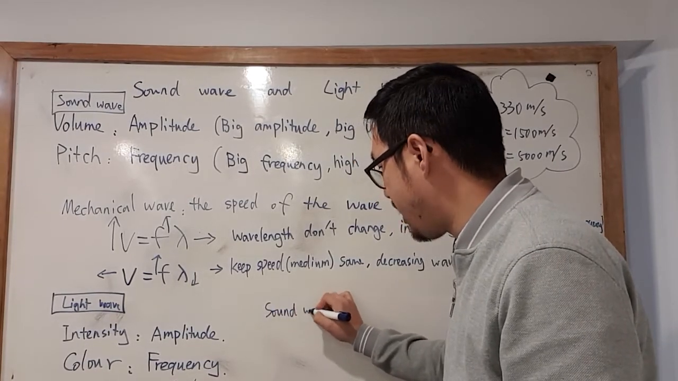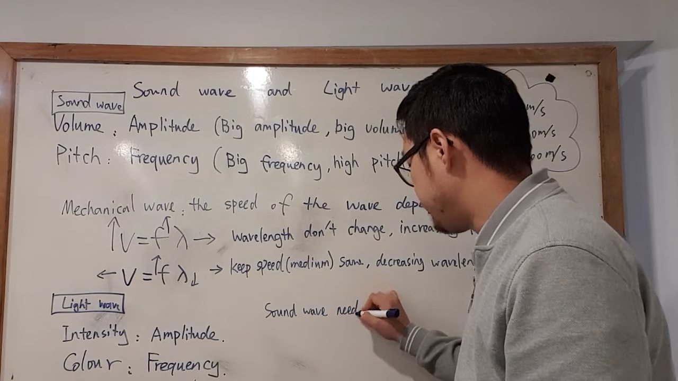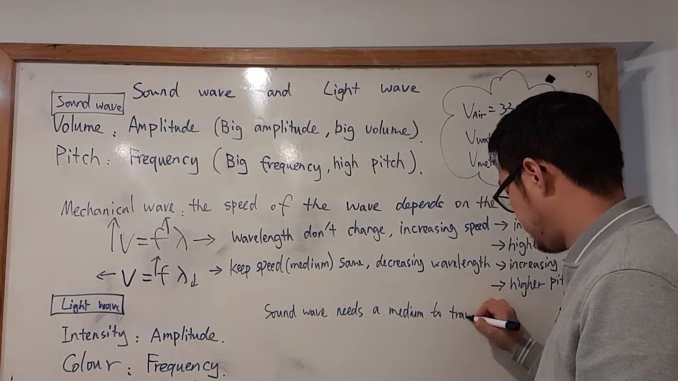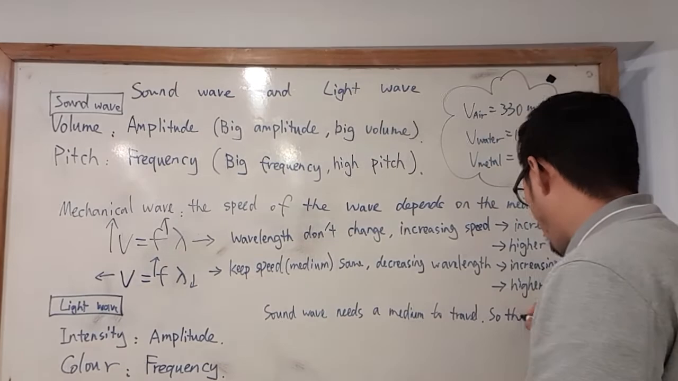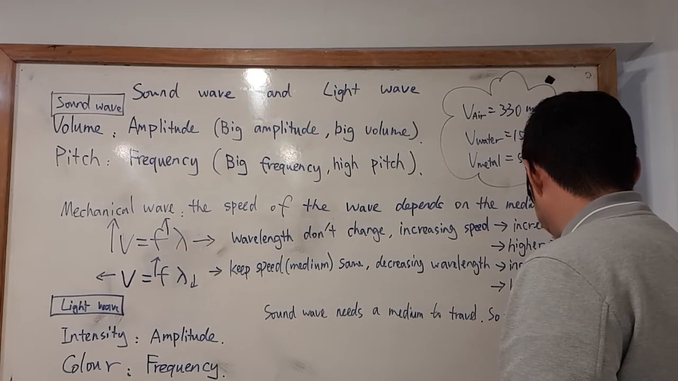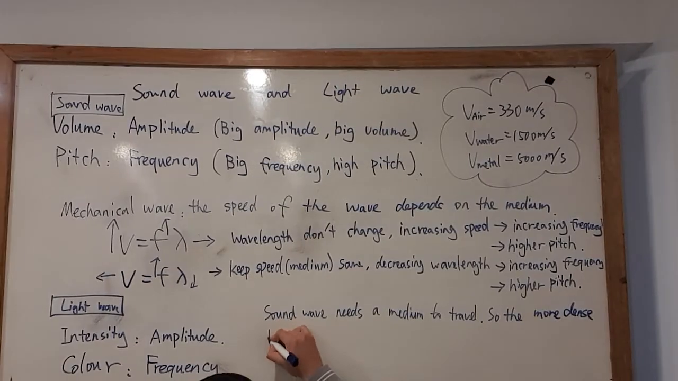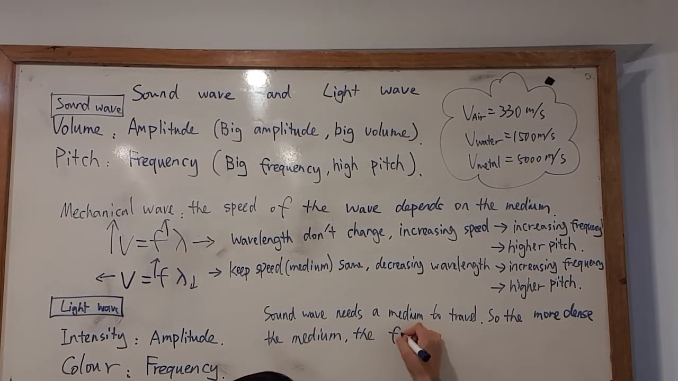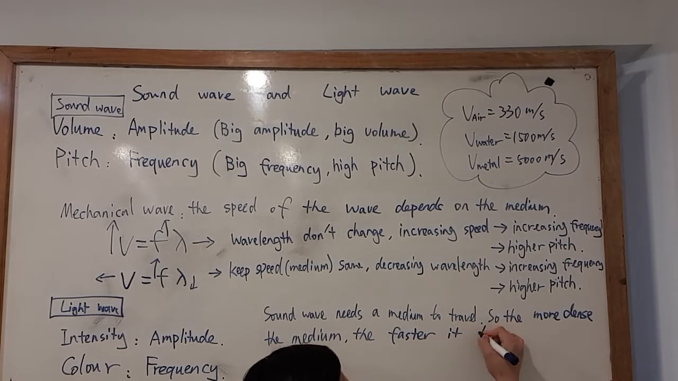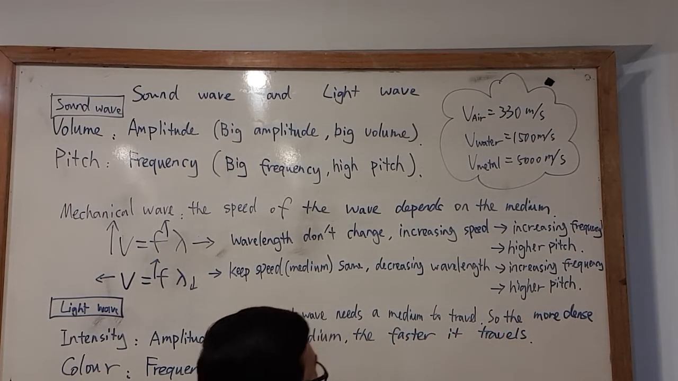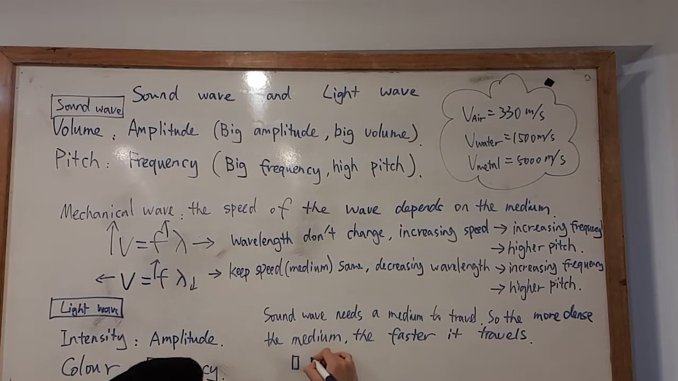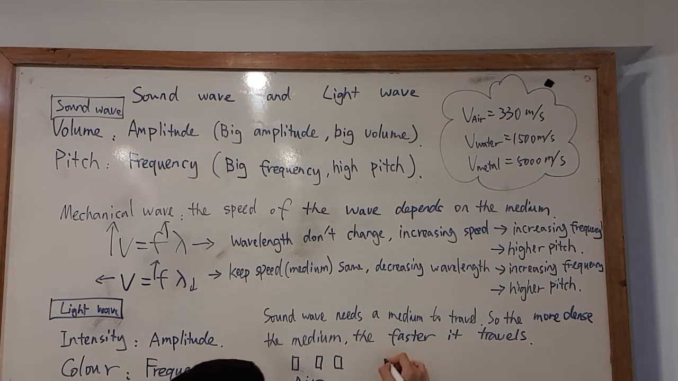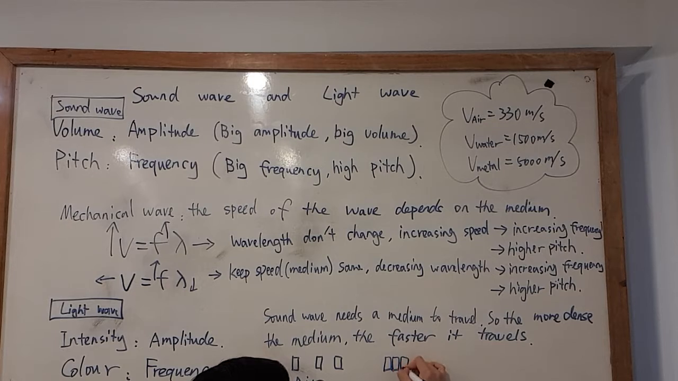Say sound wave needs a medium to travel. So the more dense the medium, the faster it travels. Okay, so why is that? Let's say we use a domino as an example. Say this is air, okay, compared to, say, metal.